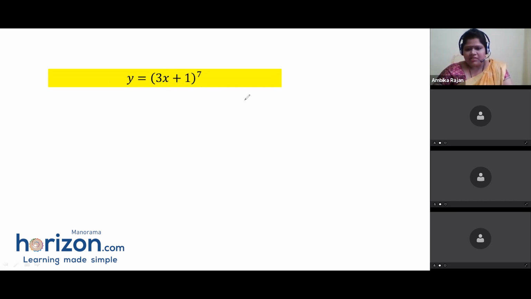A smaller x expression lying inside the larger expression. Whenever we have a group of functions nested together like this, we will go for the chain rule. I'll repeat it again: a smaller expression inside a bigger expression, at that time, we will go for this chain rule. Let's give a try for this.